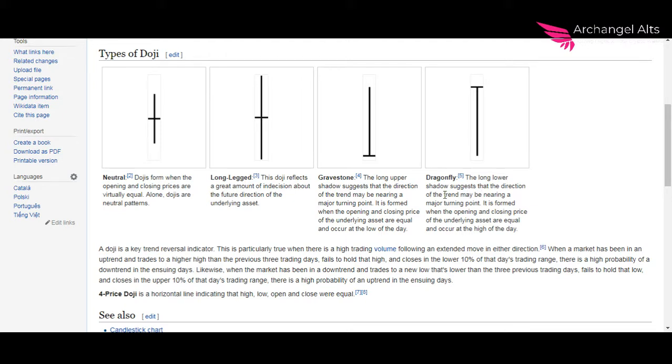Dragonfly, the long lower shadow. So this is the long upper shadow. This is the long lower shadow. Suggests that the direction of the trend may be nearing a major turning point.